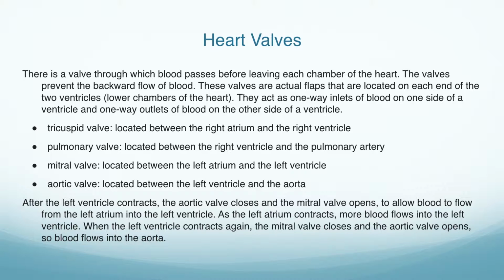So after the left ventricle contracts, the aortic valve closes and the mitral valve opens to allow blood to flow from the left atrium into the left ventricle. As the left atrium contracts, more blood flows into the left ventricle. When the left ventricle contracts again, the mitral valve closes and the aortic valve opens, so blood flows into the aorta.